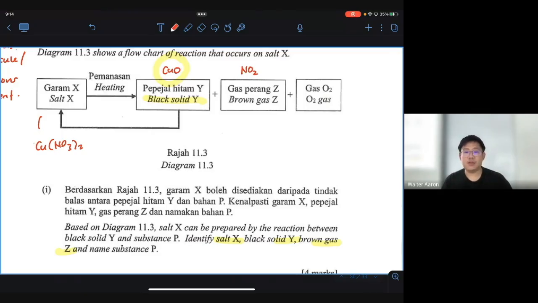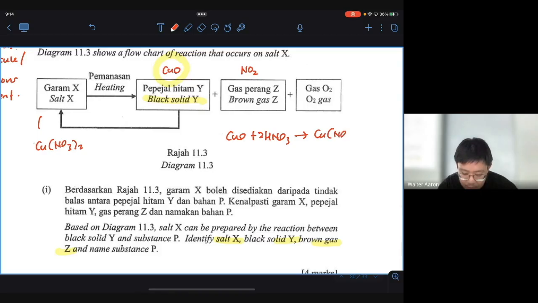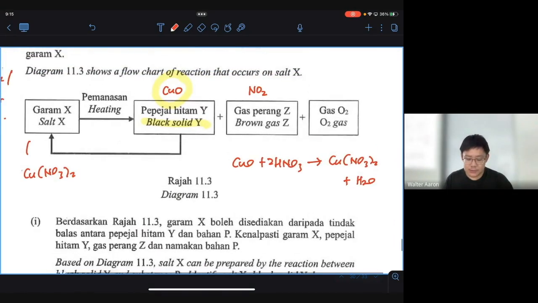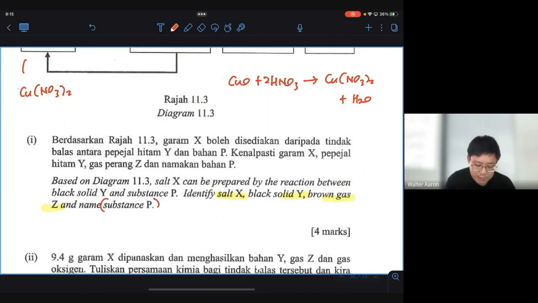So copper oxide is actually basic in nature. Basic meaning it is actually alkaline. So if you were to react copper oxide with nitric acid, then you'll be able to get copper nitrate and also water. Okay, so this is the idea behind it. So therefore, substance P, the last part, will be nitric acid.